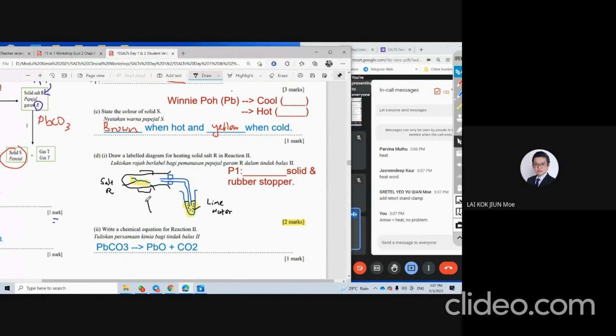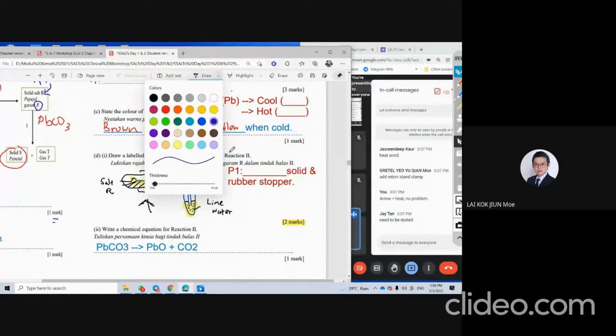Then I draw it here. This is represented, it needs to be dotted, yes. The solid inside must be dotted, or you can just shade it. You must shade it. You need to shade it.